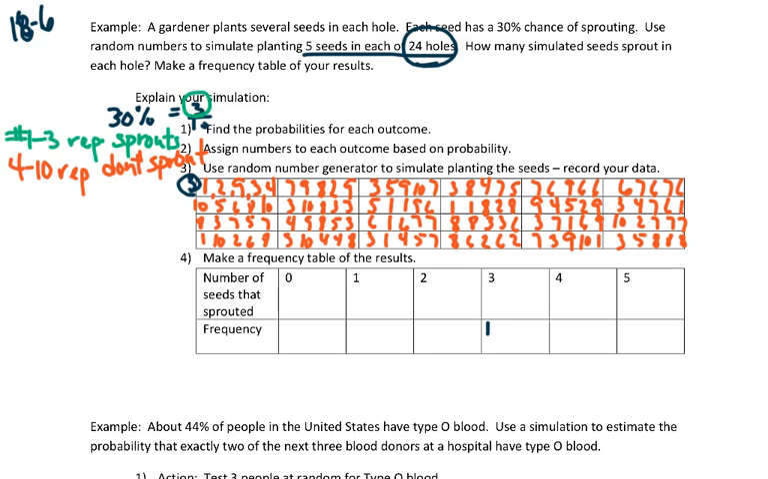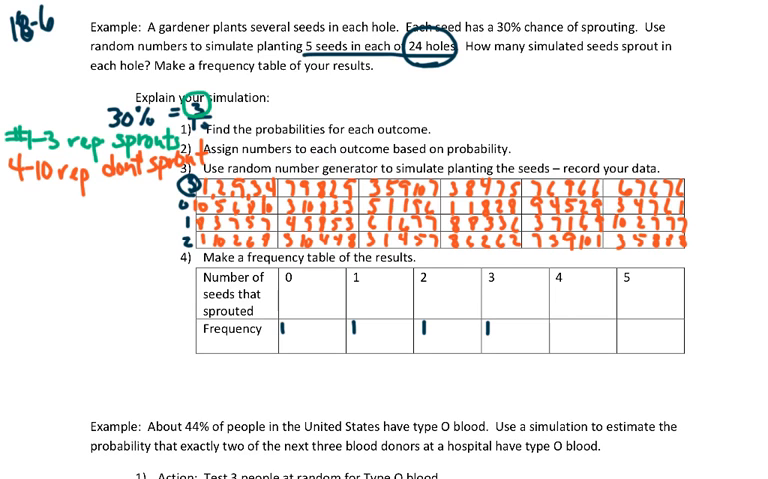In the next one down, I have 10, 5, 6, 8, and 10. So none of those sprouted. So I have a 0 there. So I put a tick mark here. 8, 3, 7, 5, 7 only has 1 that sprouts, the 3. So that's a tick mark under the 1. 1, 10, 2, 6, and 8 only have 2 there. So I put a tick mark under the 2. Now I am moving over to this column.